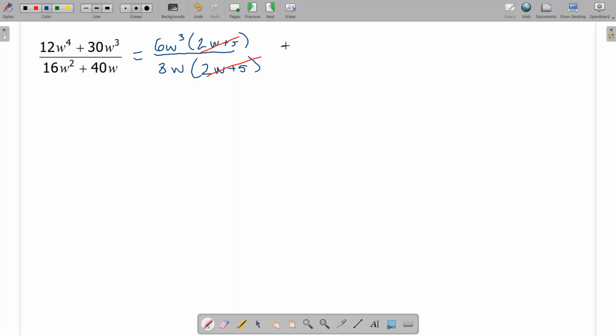We're going to be left with 6w cubed over 8w, and then using our exponent rules, we can simplify this a little bit further. So 6 over 8, if you're thinking about just fractions here, would reduce to 3/4. The w cubed over w would result in a w squared in the numerator. And there we have it.